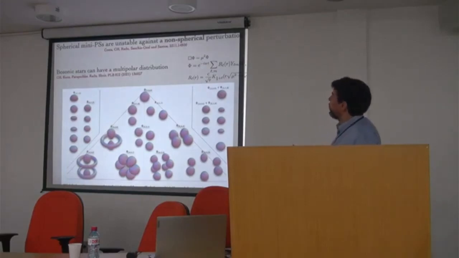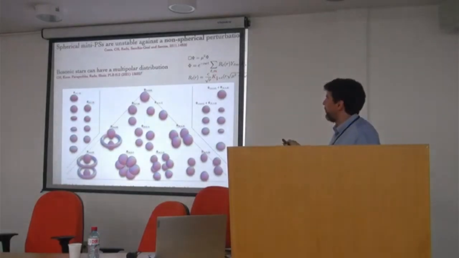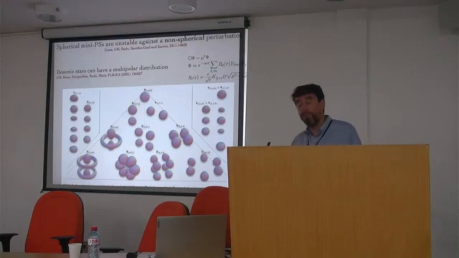You can have solutions for any L and M. Here I'm going to be focusing on axisymmetric things, so I'm putting M to 0. Then you can have solutions with these different L's. And the nonlinear continuation of these solutions gives rise to these multipolar solutions that you see here, that can be constructed as exact, well, numerical solutions of the Einstein-Klein-Gordon system.